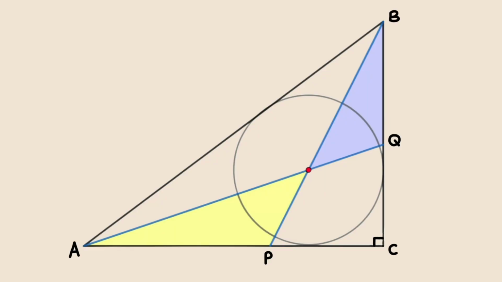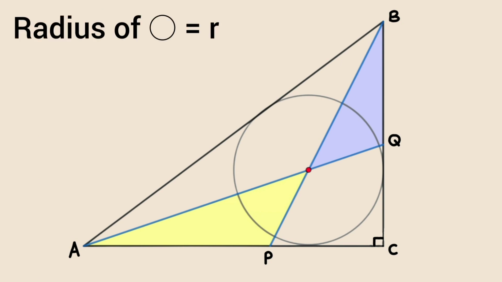How can we find the area of the circle? So first of all, we will take the radius of the circle as a variable r. Now our goal is to get the value of r in terms of X and Y so as to get the area of the circle in terms of X and Y.